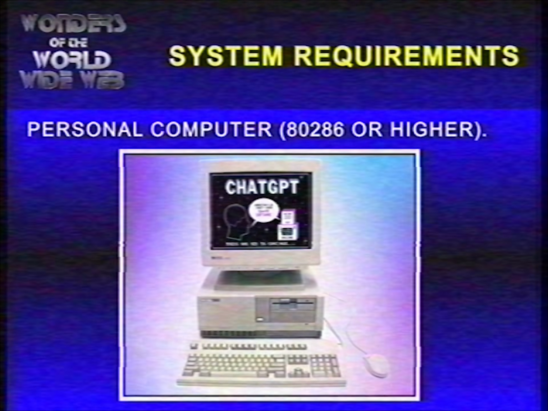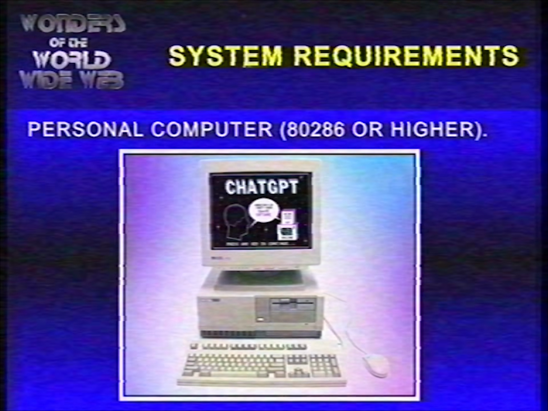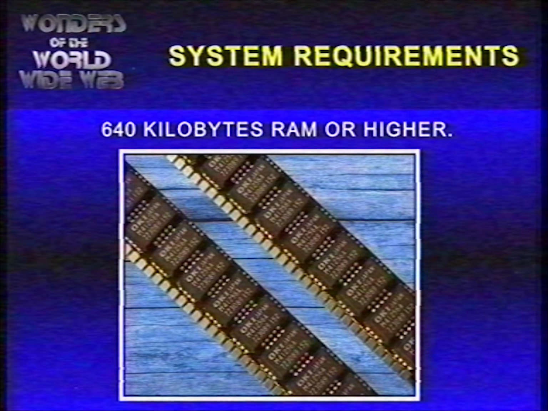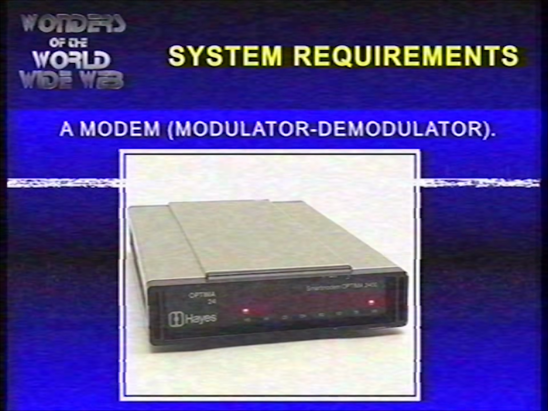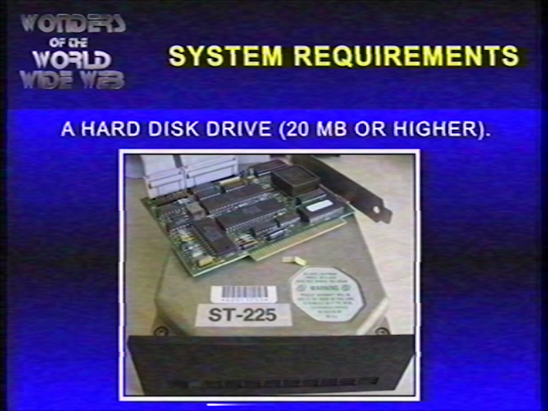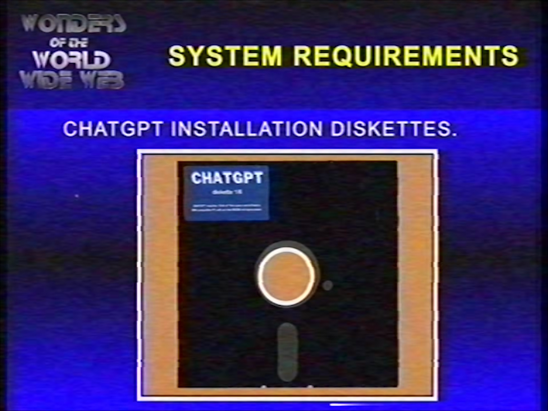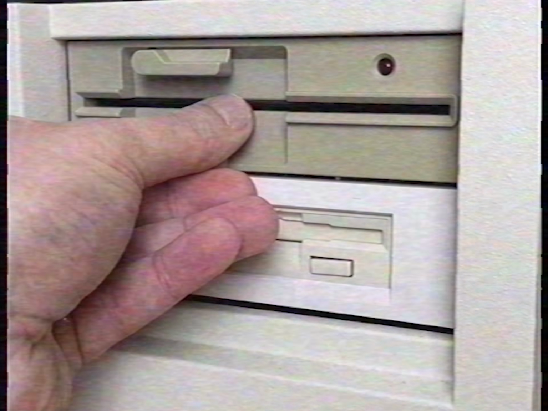The system requirements for ChatGPT are high. You'll need a very fast personal computer with at least an Intel 286 microprocessor, a minimum of 640 kilobytes of RAM memory, a modem, also known as modulator-demodulator, a hard disk drive of at least 20 megabytes, and the ChatGPT installation diskettes. But how does it work?